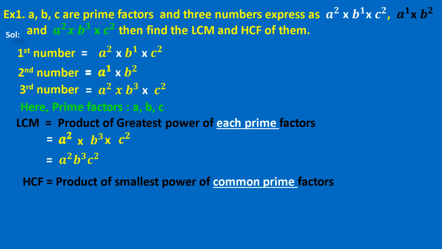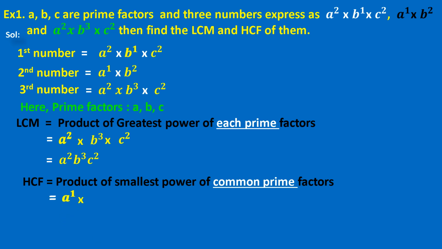HCF is the product of smallest power of common prime factors. Common prime factors. So here a is the common prime factor for three numbers, and also here we observe first number a square, second number a to the power of 1, third number a square. Here we take the smallest power, which is the smallest? A to the power of 1 is the smallest. 1 is the smallest power. That's why a to the power of 1.